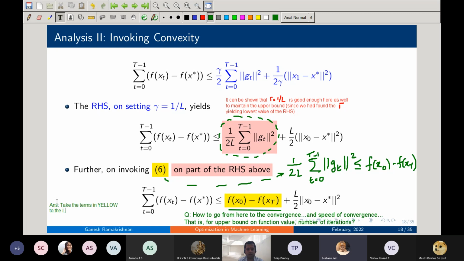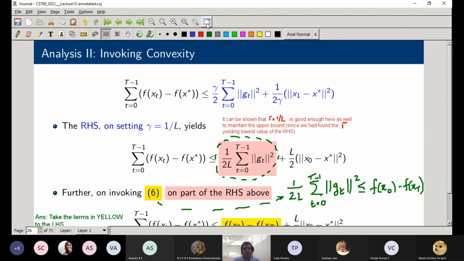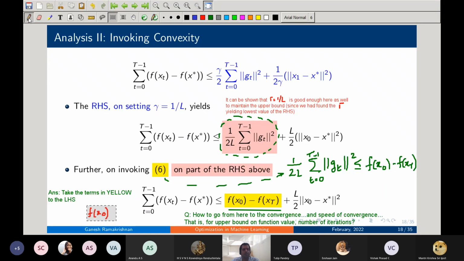The sum becomes from 1 to capital T. And what happens to f of x0? F of x0 vanishes. It gets cancelled. What else will happen? The capital T will remain, right? So it's simple. Okay, so the first thing we realize is that this guy will get cancelled out.